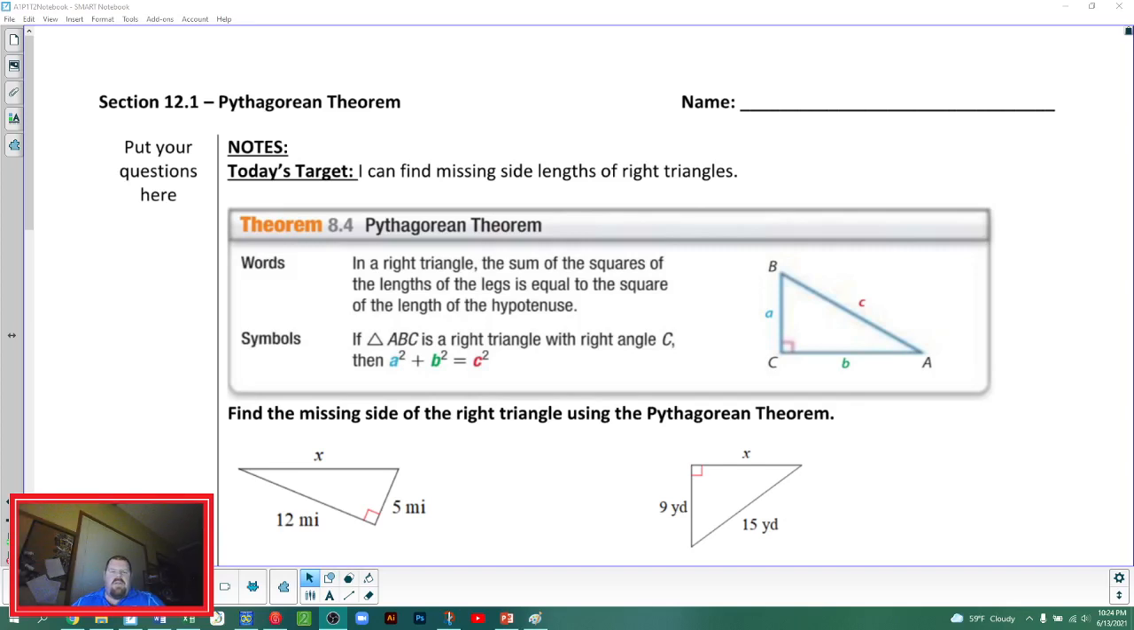Hello and welcome to the section 12.1 lecture today. Today we're going to be talking about the Pythagorean theorem and finding missing side lengths of right triangles.